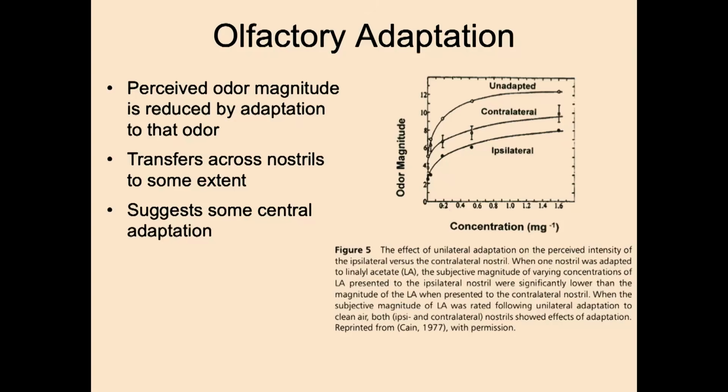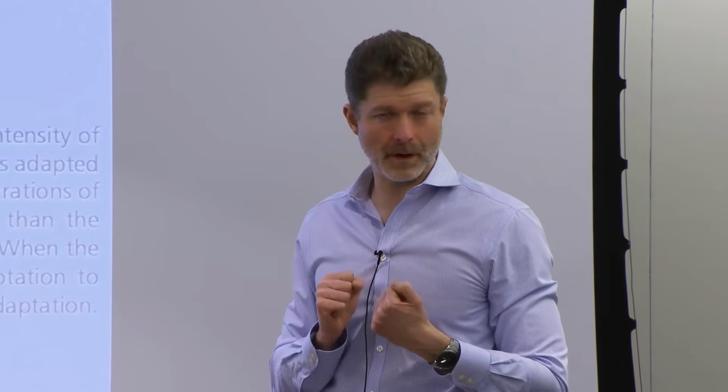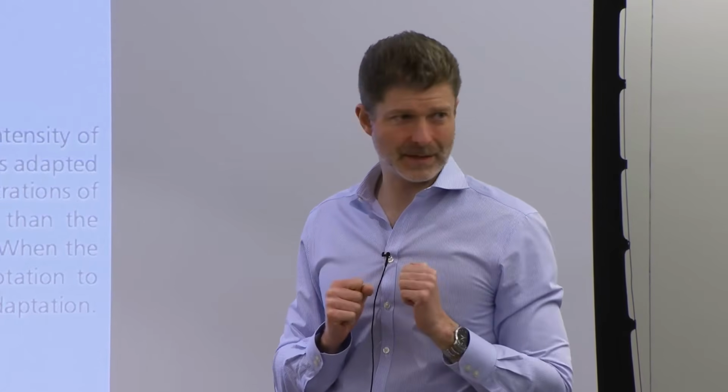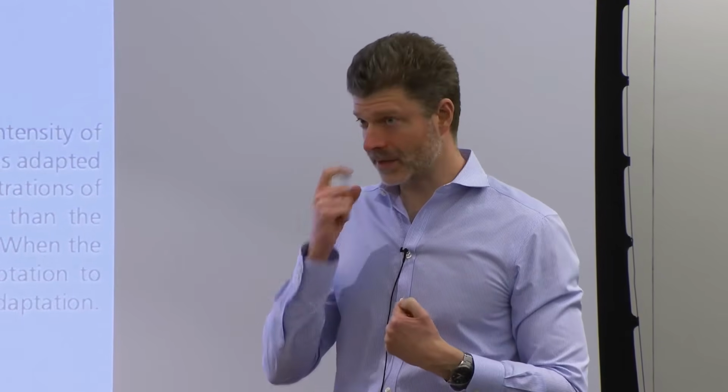There's ipsilateral, which means that you test people with the same nostril that has been adapted. So you squirt all this odor up the left nostril, and then you test them for their odor magnitude on the left nostril. And then you can also test them on the right.